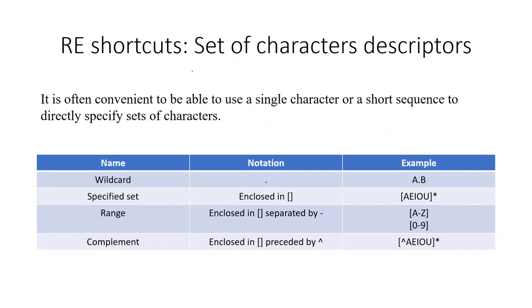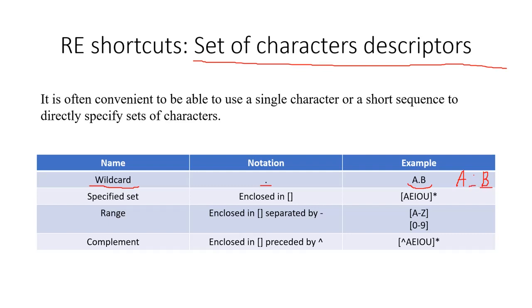the first group of the shortcuts is a set of character descriptors. The first one is called wildcard, and we use dot notation to specify a single character. For example, if we have this kind of regular expression, a dot b, it means that our pattern would satisfy the condition when we have first a, then any single character, and then b.